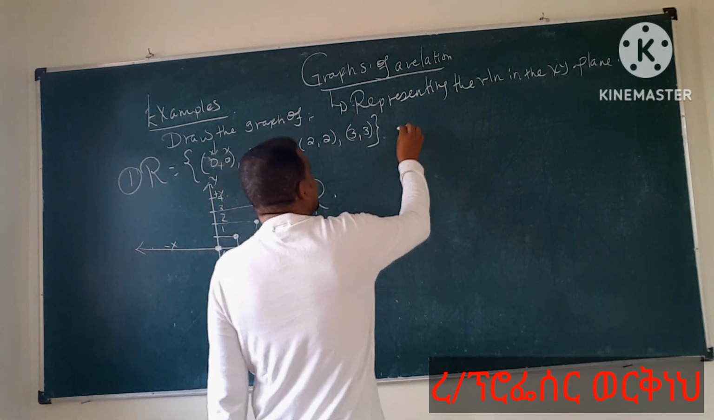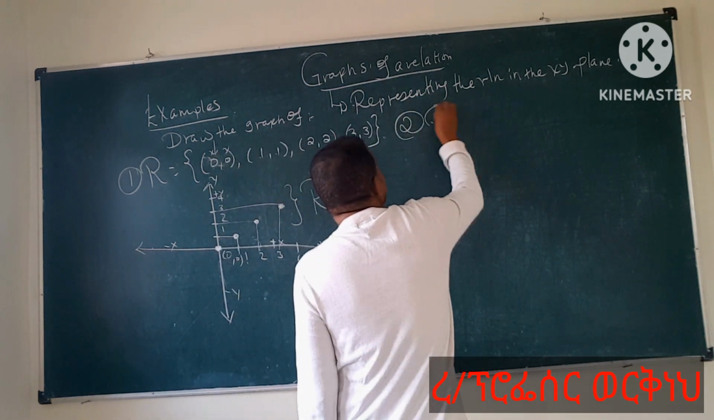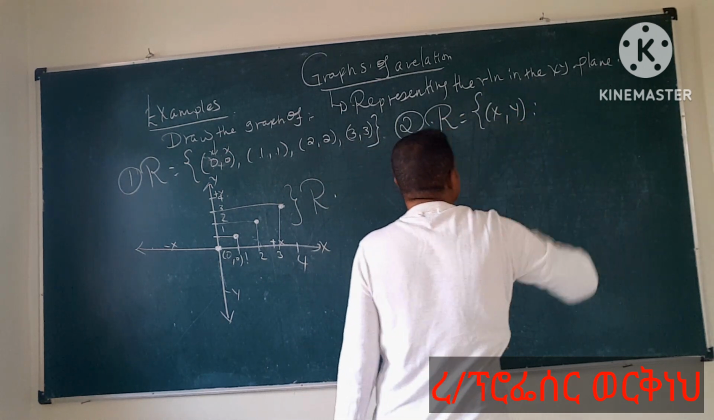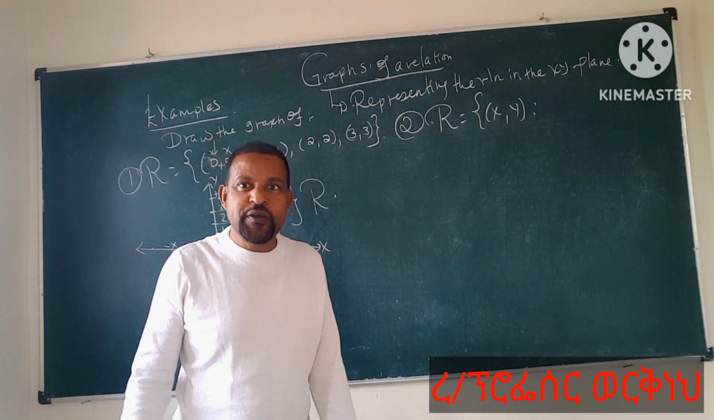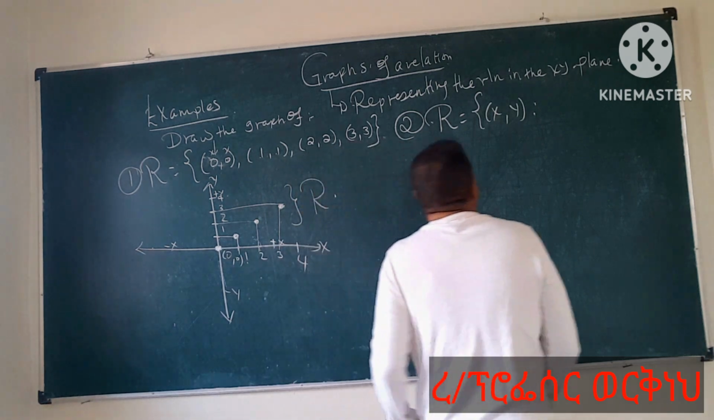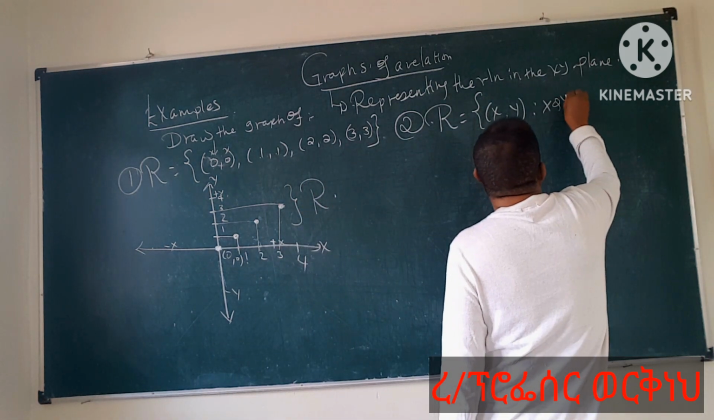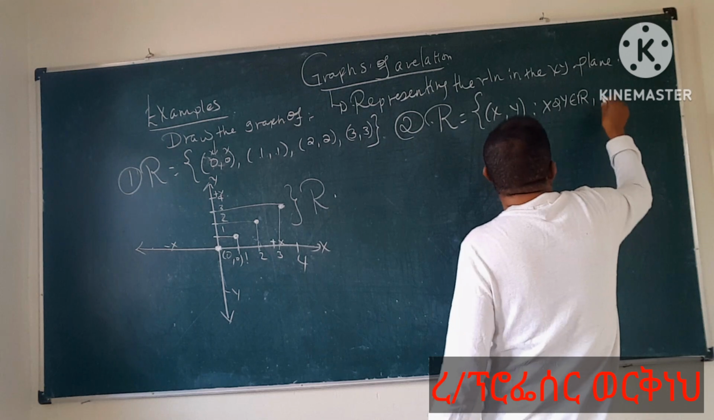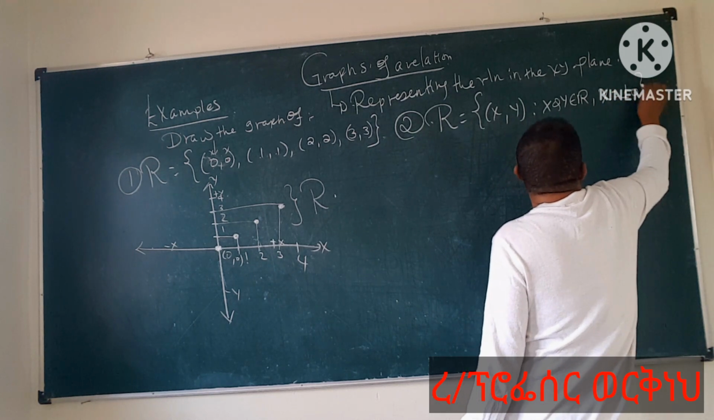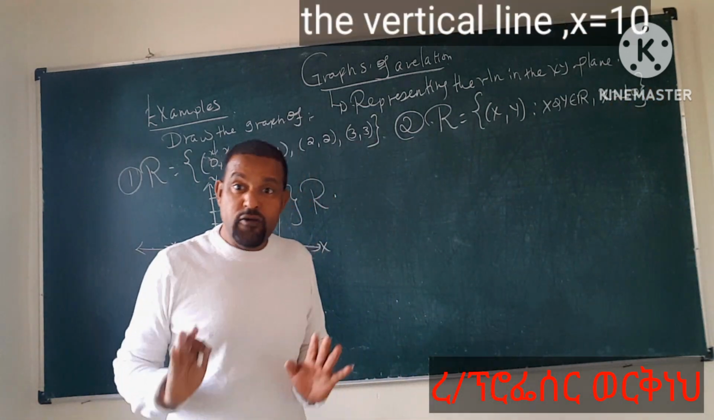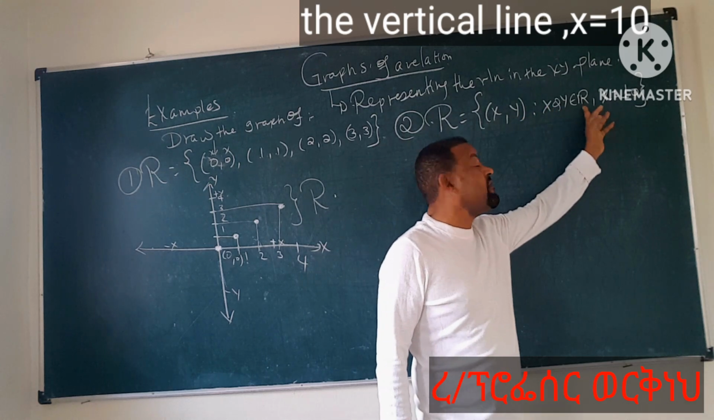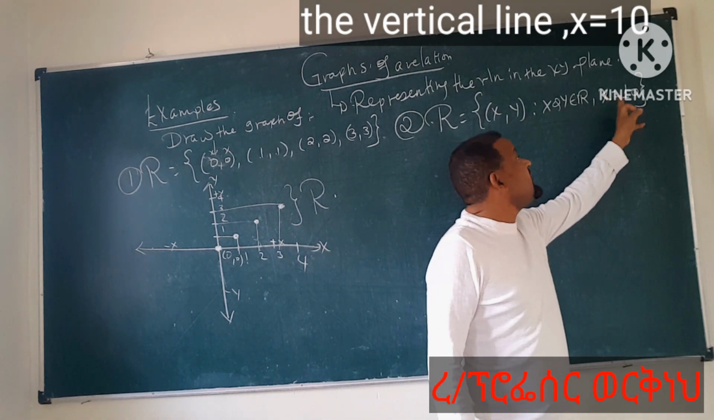The second example: let R be equal to the set of all ordered pairs (x, y) such that, now the relation is going to be described by the set builder method. x and y come from the set of real numbers, and say, for example, x is equal to 9. Note here that the set of ordered pairs of x and y come from the set of real numbers with x equal to 9.